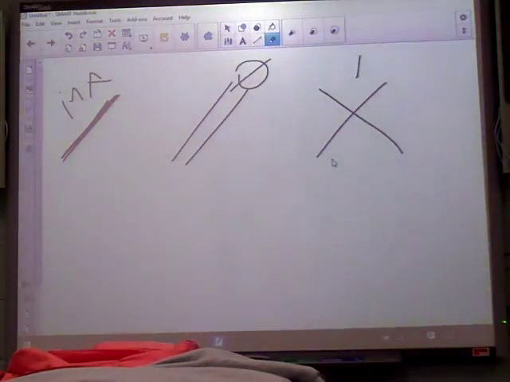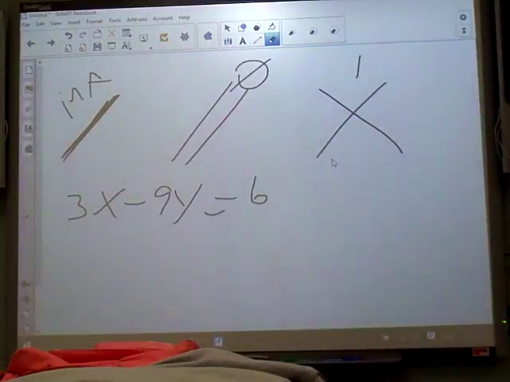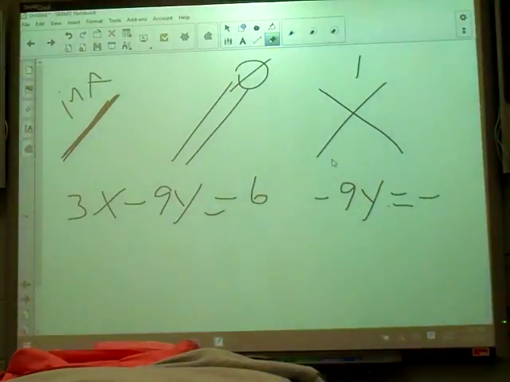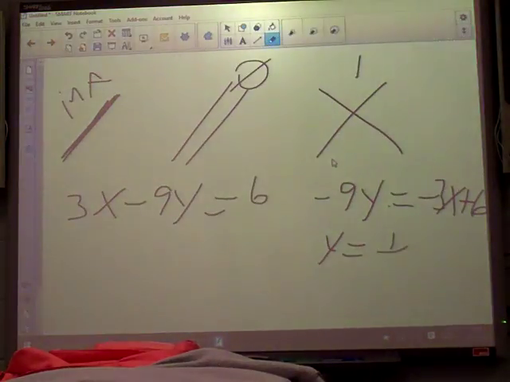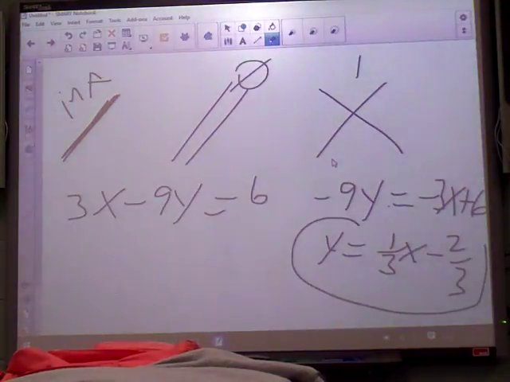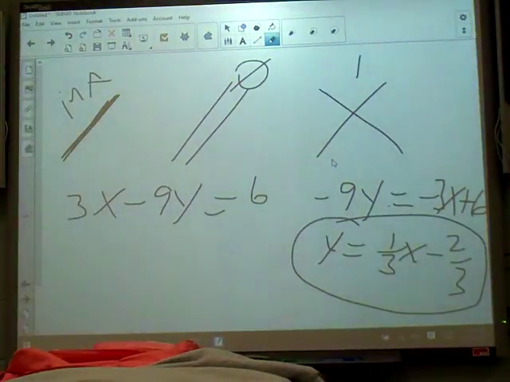So since the bottom one's already solved for y, I'm going to solve the top one for y. So 3x minus 9y equals 6. I would subtract 3x from both sides. That would give me negative 9y equals negative 3x plus 6. Then I divide everything by negative 9. So that gives me y equals negative 3 divided by negative 9 is a positive 1/3. 6 divided by negative 9 is a negative 2/3. So I'm comparing that equation to the other one that they gave me, and it's exactly the same, which means A, infinite many solutions.